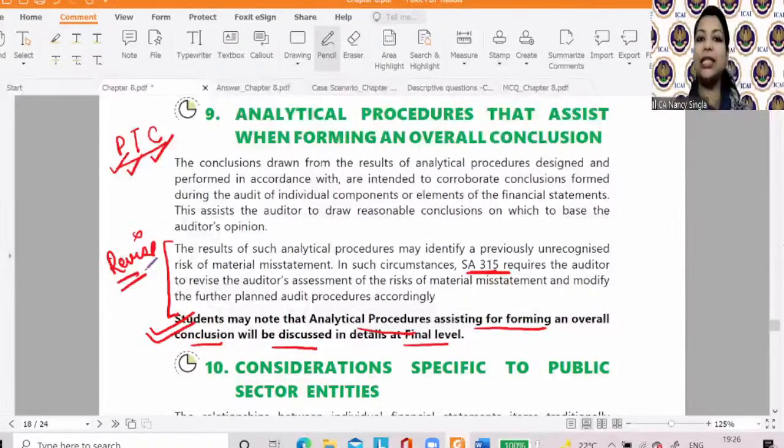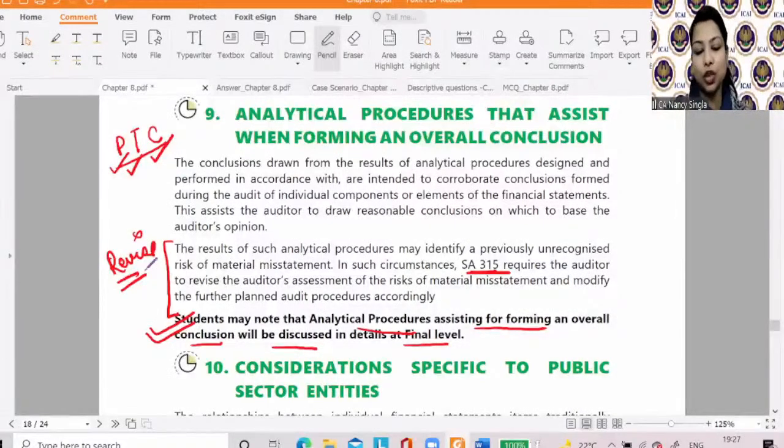So it basically says that the results of the analytical procedure during the planning phase and testing phase on the individual components are now going to help the auditor at the completion phase when he is forming an overall conclusion. And if he identifies any new risk by applying analytical procedure, the auditor will simply revise his assessment of risk of material misstatement, which he did under SA 315. As such, you will be covering the conclusion stage in detail in your final exam. That is the audit subject at your final level.